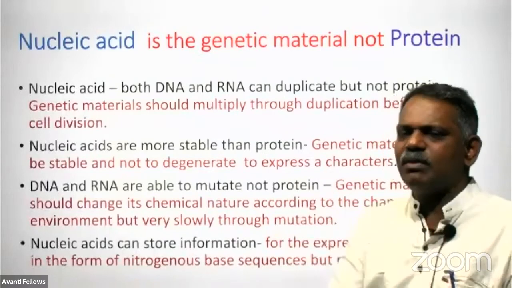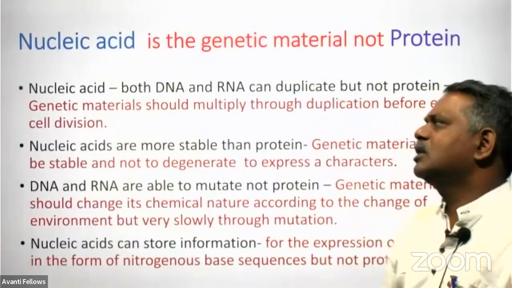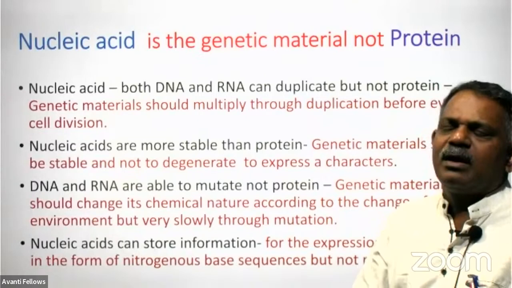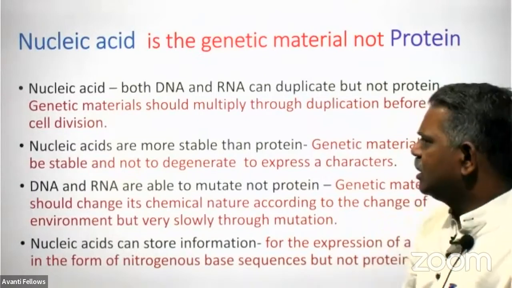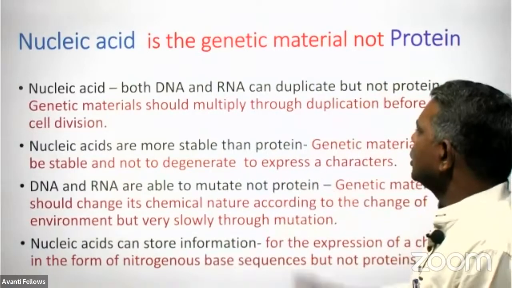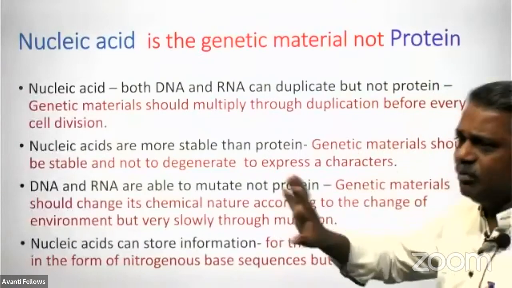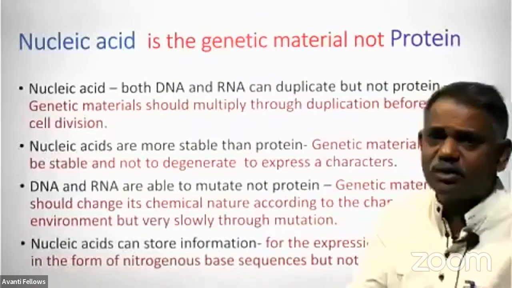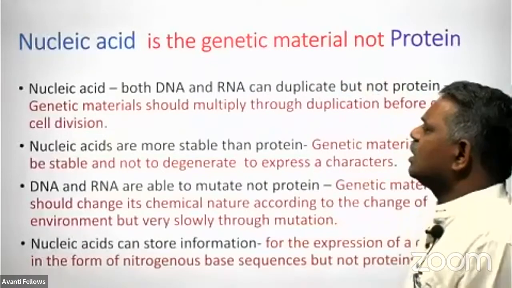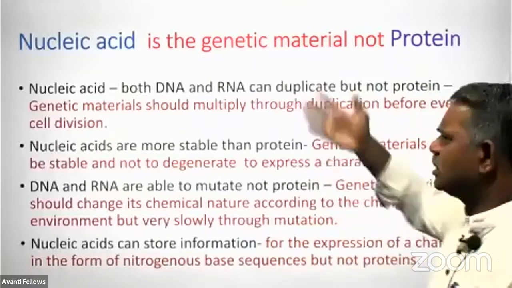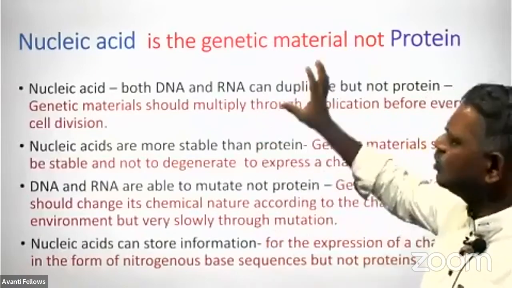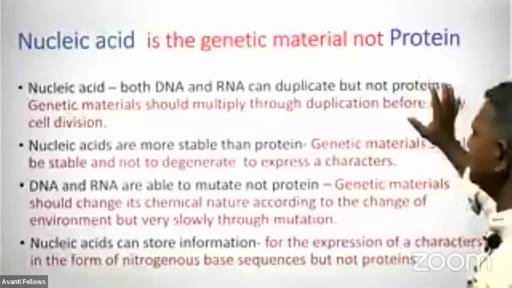That is why we call such type of division the equational division. So it is multiplying the genetic material, or it is increasing the genetic material through the process of duplication only. So genetic material should multiply through the duplication without changing. We are making the duplicate. Duplicate means what? We are taking a Xerox copy, no change in the content. So such type of duplicates only we are making here before the cell division to divide the cell evenly into two, right? And only this nucleic acid can go for duplication, not protein.